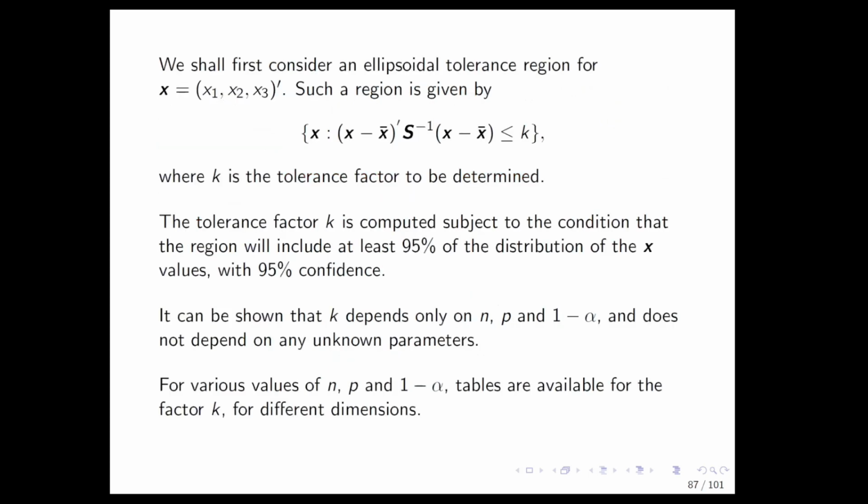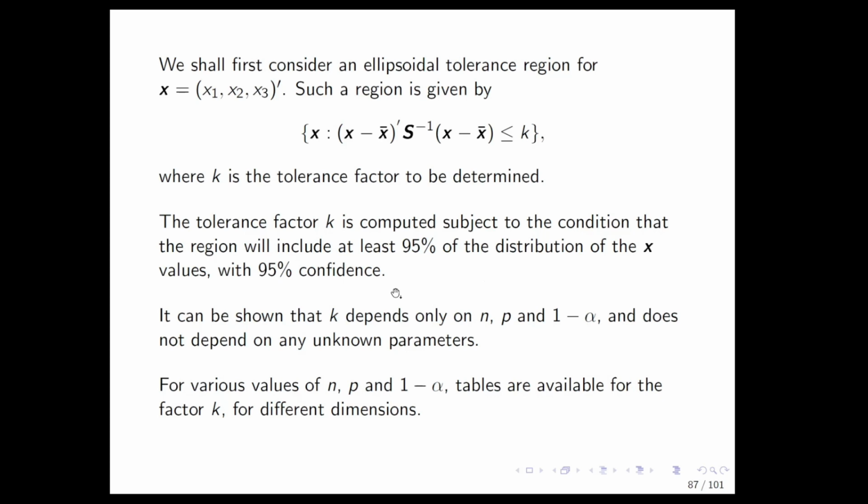Okay, we'll first consider an ellipsoidal region. So here is the ellipsoidal region centered at the sample mean vector. And the shape is decided by the sample covariance matrix S, shape of the ellipse. And K is the tolerance factor to be determined. How do you compute K? Well, I want my content to be 0.95, confidence level to be 0.95 as well. You can theoretically show that the K will not depend on any unknown parameter. K will depend on the sample size, then the content P, and the confidence level 1 minus alpha.